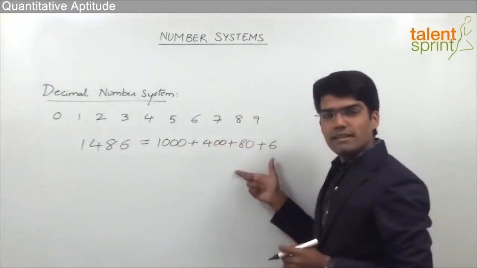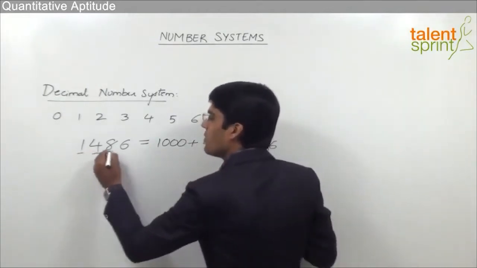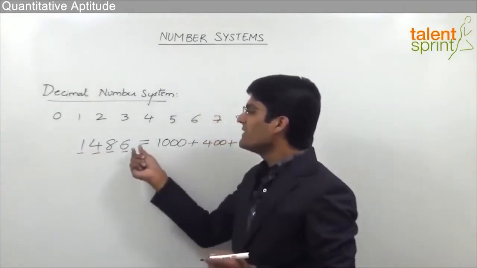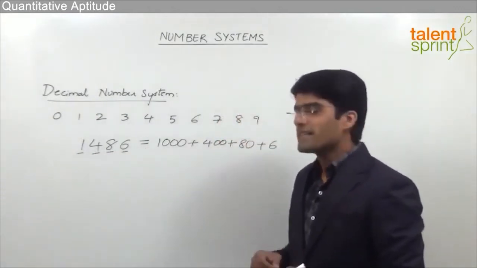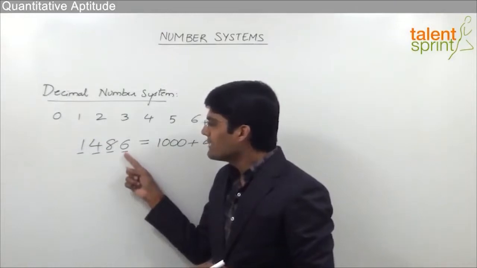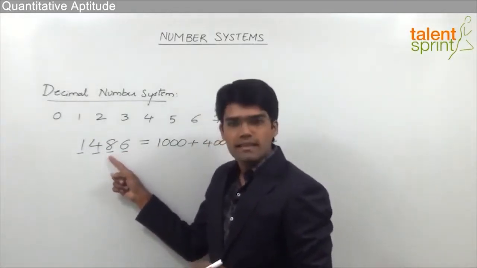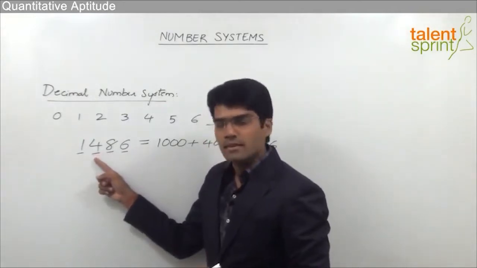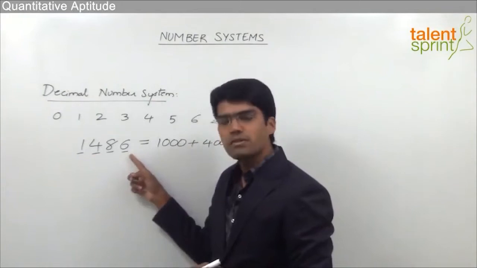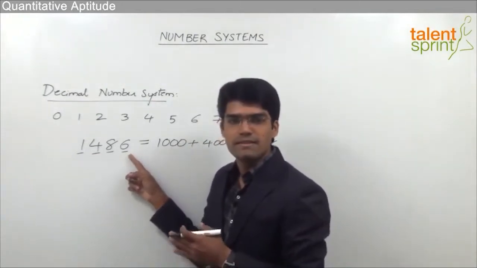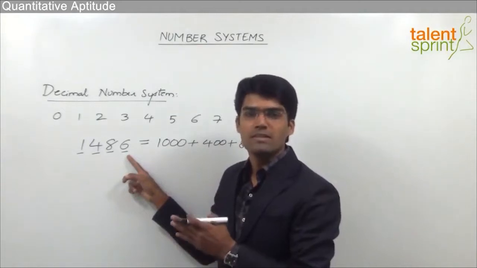The reason behind this kind of representation is that we are using different digits, that is 1, 4, 8 and 6, and each of these digits has a place value depending on its position. For example, 6 here is in units place. Then 8 is in tens place, 4 is in hundreds place, and 1 is in thousands place, and so on. That means the first position from the right hand side is units place. It is referred to as units place or ones place. That means its positional value is 1.